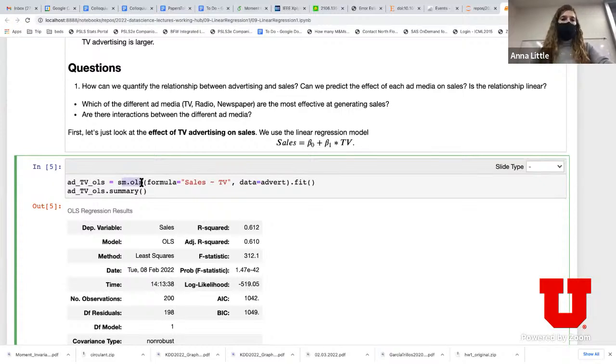sm.ols. OLS stands for ordinary least squares. And so when we call this, we just tell it what formula. Basically we want to predict sales in terms of TV. And we want to use the data in this data frame advertising. And we'll do a fit and then look at the summary of what that linear regression fit is.